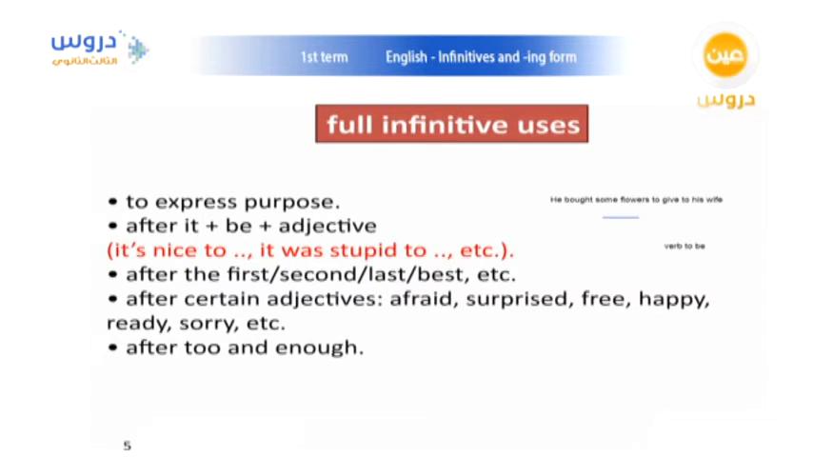For example, the water was too cold to swim in. So after too and enough, we have to use what? An infinitive. To infinitive form. So the uses of infinitive, we have a lot of things as we mentioned before. We have after adjectives, after it plus be plus an adjective, and also to express purposes, like to answer why.